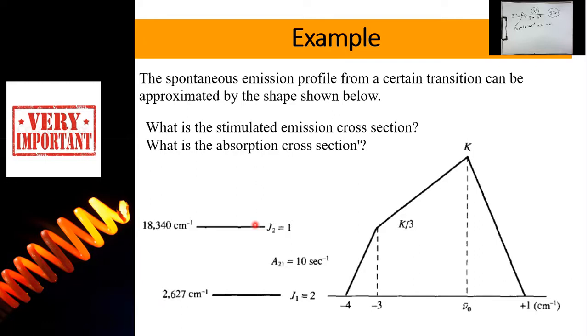But what is weird somehow, my dear students, is that what is given here is not energy because its unit is not electron volt. And it's not frequency because its unit is not hertz or second minus one. And it's not wavelength because its unit is not centimeter. It's something in centimeter minus one. And you can see that this centimeter minus one appears here in the energy band diagram and appears here in the x-axis. So what is this?